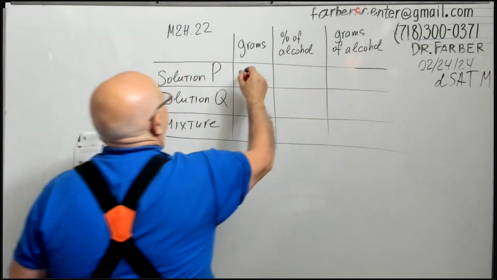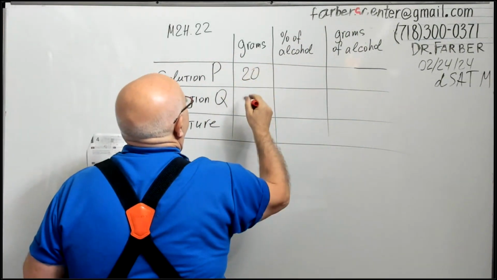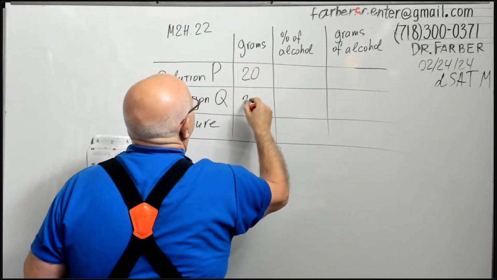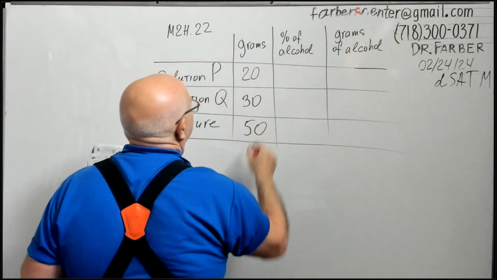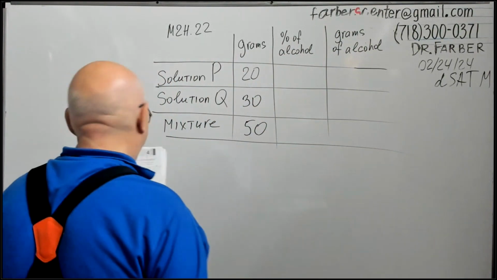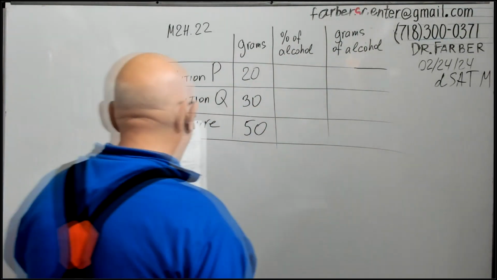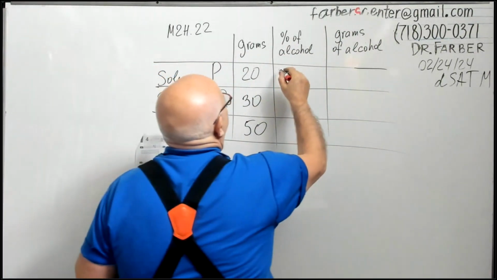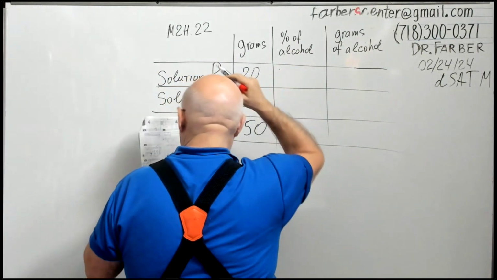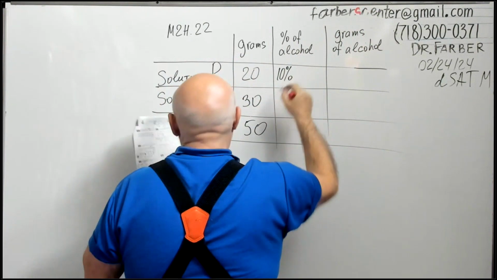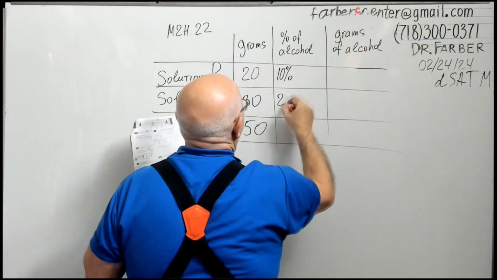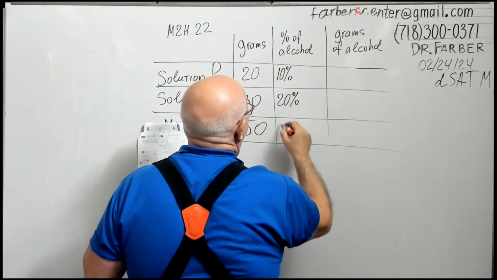The next step, incorporate the data into this table, this matrix. You know this is 20 and this is 30. If you combine them together, it's supposed to be 50. Add them up. Now, percent of alcohol. They said 10% of this and 20% of this. And this you don't know.